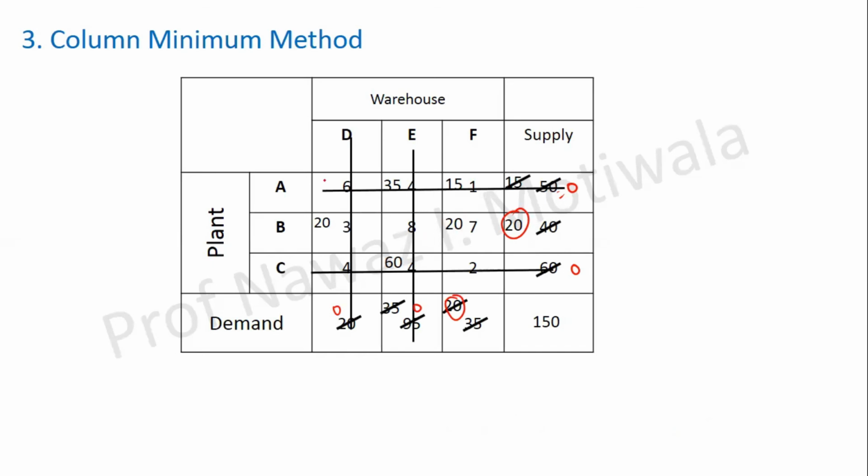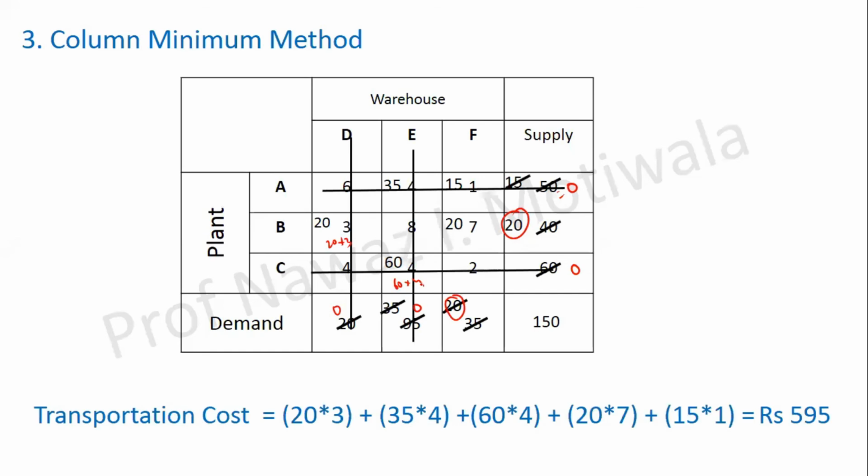And finally, if I find the transportation cost, I will get 20 into 3. Here I will get 60 into 4 and so on. And finally, I will get the answer as 595. Okay, so the new thing which we have learned from this particular case is: when there is a tie in the cost, to be specific, a tie in the transportation cost, we need to check where we can allot maximum.